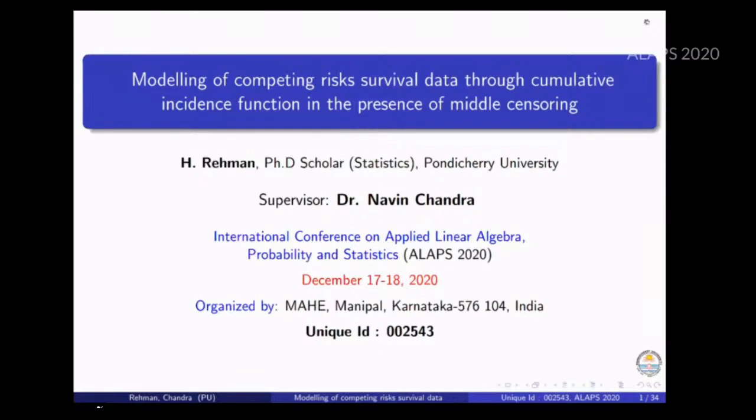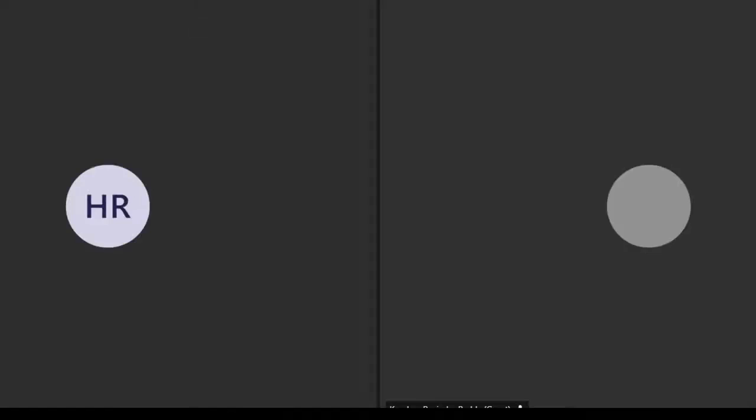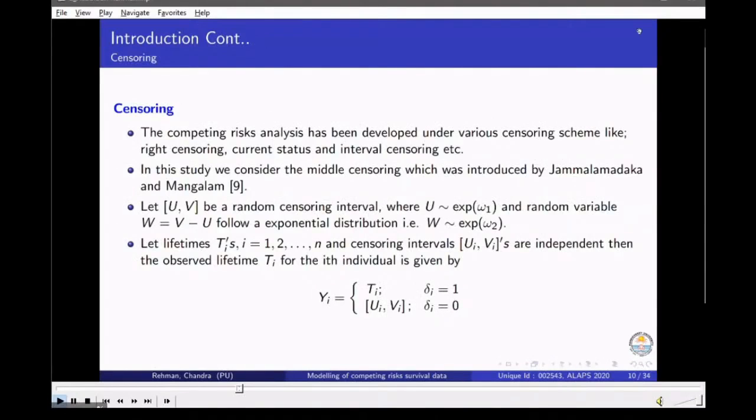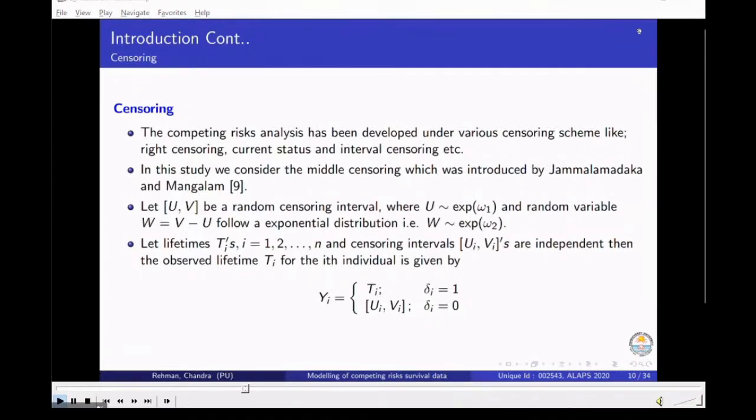Censoring plays a vital role in lifetime modeling. The competing risks analysis has been developed under various censoring schemes like right censoring, current status censoring, and interval censoring. In this study, we consider the middle censoring scheme, which was introduced by Jammalamadaka and Mangalam. The censoring interval follows a distribution with parameter omega 2. Let lifetime Ti and censoring intervals be independent, then the observed lifetime is given by Yi, which is Ti when the actual observation is observed, and a random interval when a censored observation is observed.